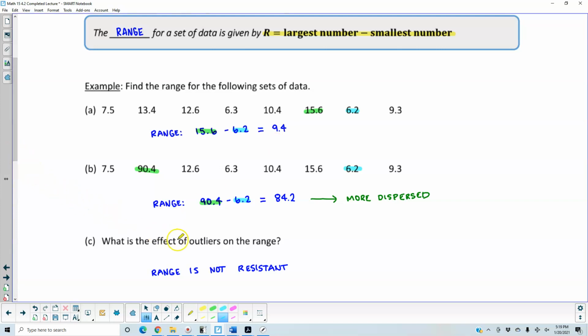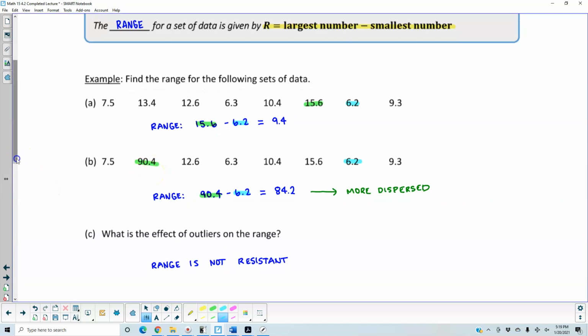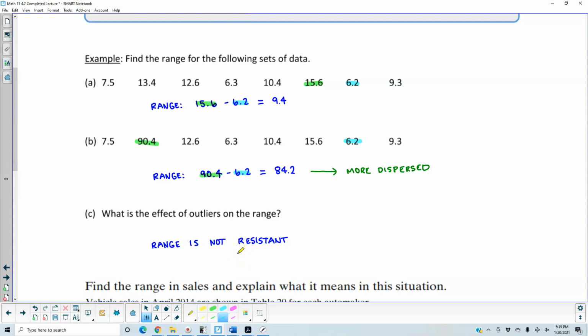So what is the effect of outliers on the range? 90.4 would be an outlier. Well, that would state that the range is not resistant.